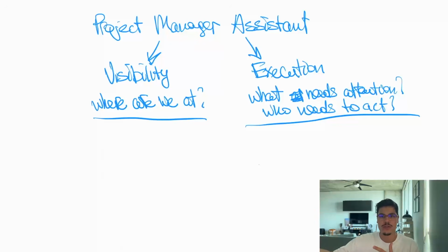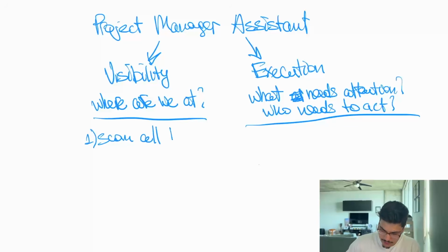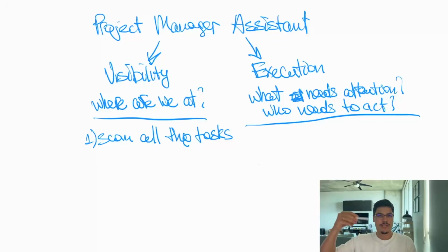So if you were to log into ClickUp, what would you do to answer "where are we at?" First thing that you would probably do is you would scan all the tasks, right? What it means is you would basically open the tasks, read through the comments, read through the descriptions, like what are people saying in the chat, making sure that they are posting comments, updating the statuses.